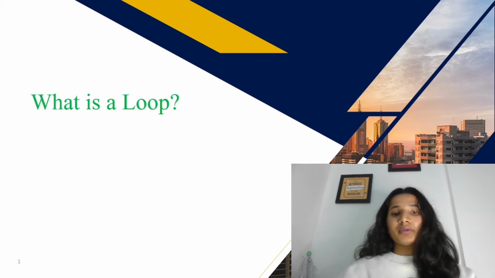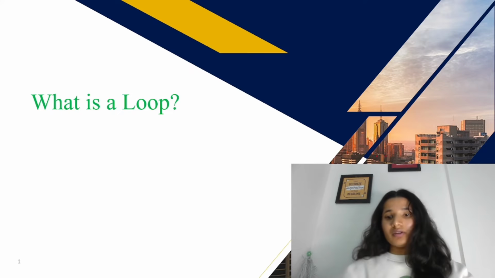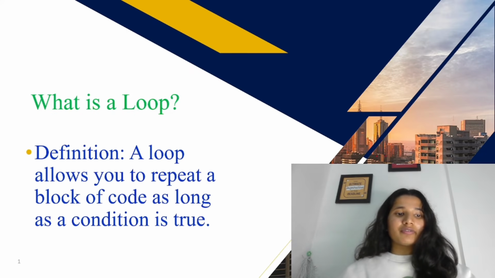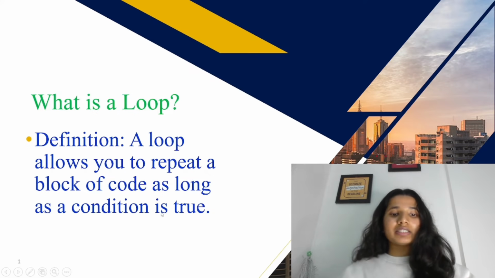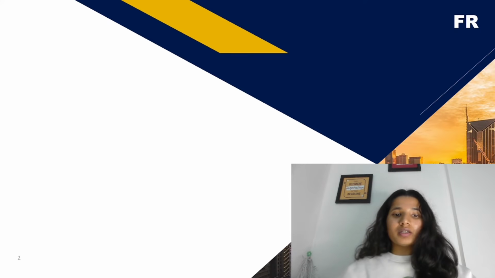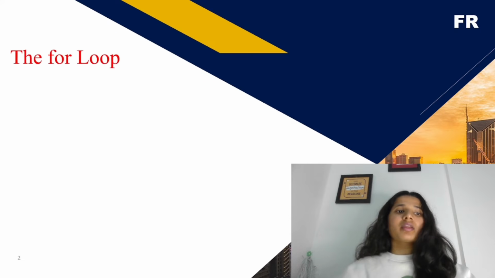A loop helps you to avoid repeating code manually. Java has three types: for loop, while loop, and do while loop. The correct definition is: a loop allows you to repeat a block of code as long as the condition is true. This is a loop. Let's see one by one.